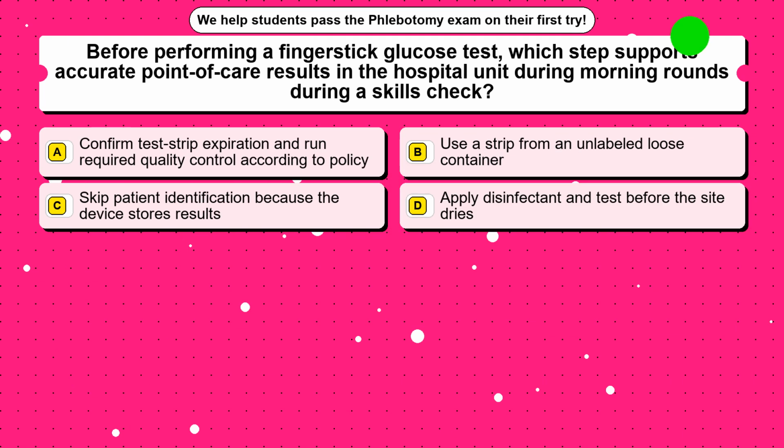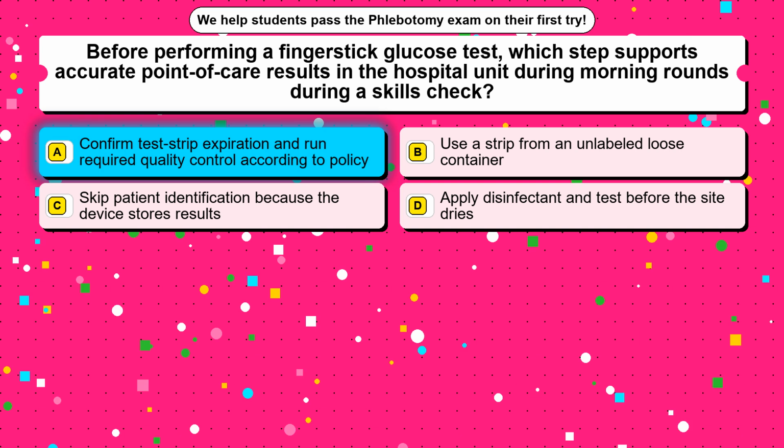Question 71. Before performing a fingerstick glucose test, which step supports accurate point-of-care results in the hospital unit during morning rounds during a skills check? Option A. Confirm test strip expiration and run required quality control according to policy. Option B. Use a strip from an unlabeled loose container. Option C. Skip patient identification because the device stores results. Option D. Apply disinfectant and test before the site dries. The correct answer is option A.